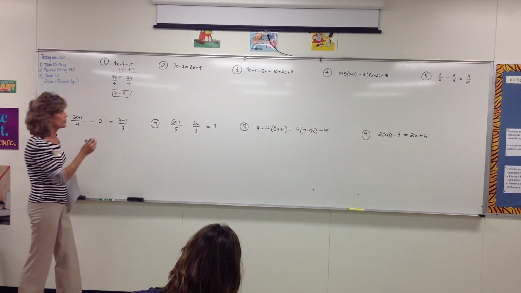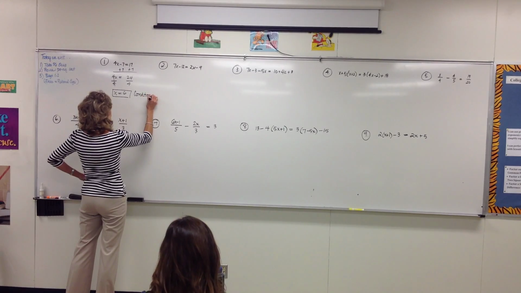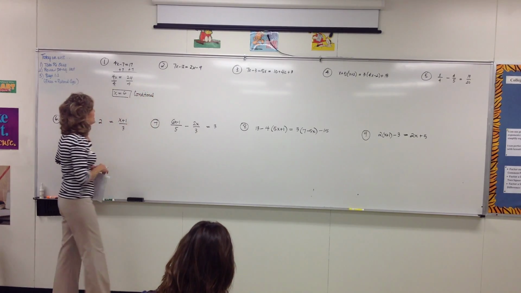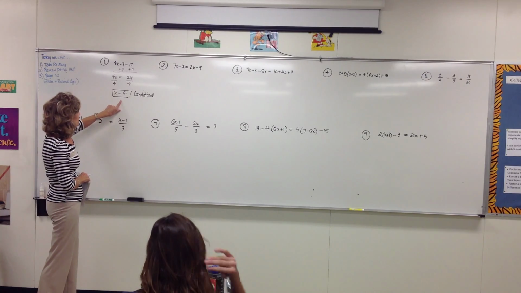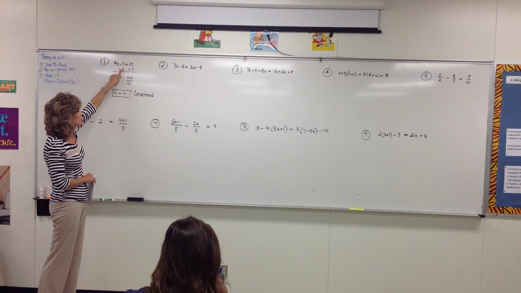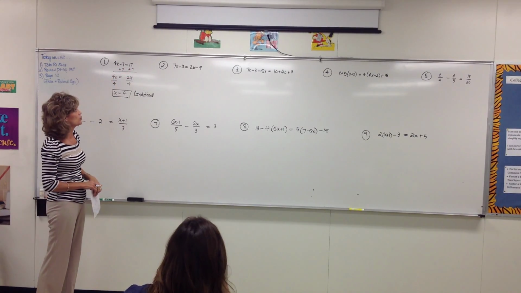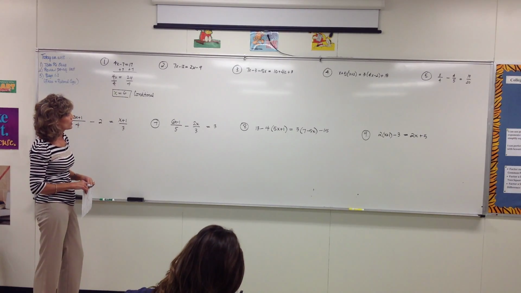This equation is what we would call conditional. It is true with the condition that x has to be 6. That's the only solution that works. Check it mentally. 4 times 6 is 24. 24 minus 7 does give us 17. It checks.